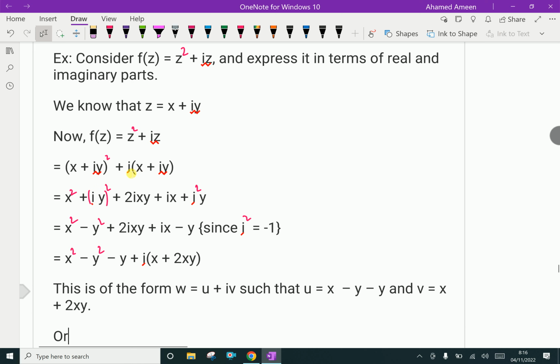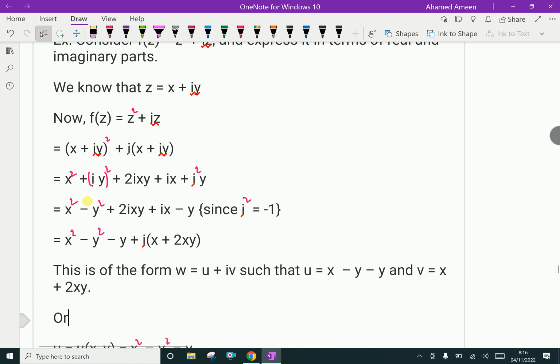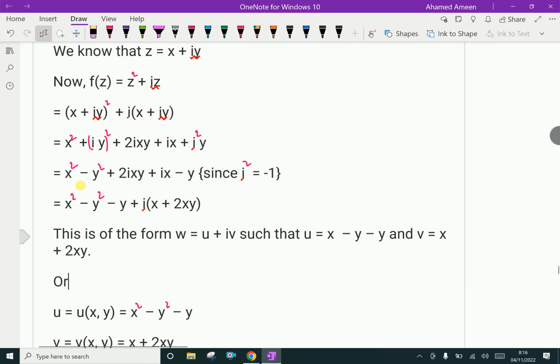Then ix plus i times i y, that is i squared y. Here in z squared, we know that i squared is minus 1, so it comes minus y squared, plus 2ixy, and ix, and i squared is minus 1, that is minus y. Now collecting real and imaginary parts, the real part is x squared minus y squared minus y, and the imaginary part is ix and 2ixy, so i common: x plus 2xy.